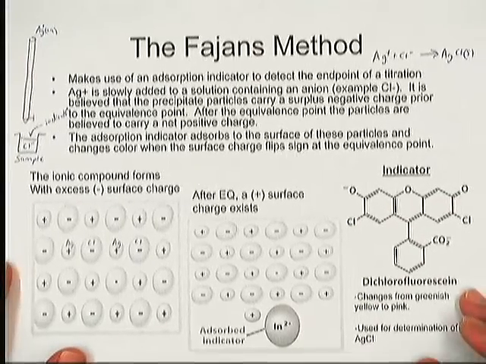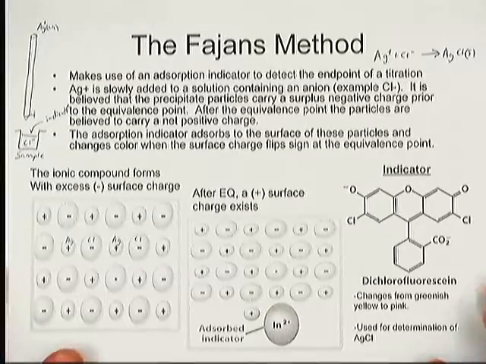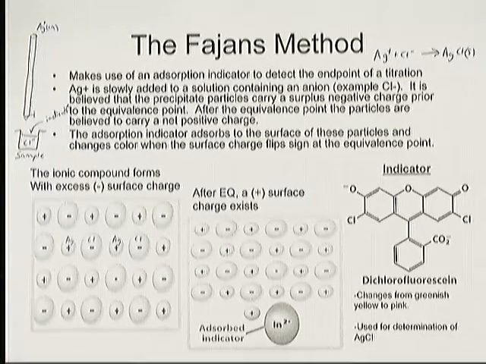There is another argentometric method that may be of interest to you. It's the Fajans method. This also is used to determine anions which form insoluble salts with silver plus 1. Same general purpose as the other method, the Volhard method that we just discussed. The main difference is this is more of a direct titration, and we use a different indicator here than we did before.